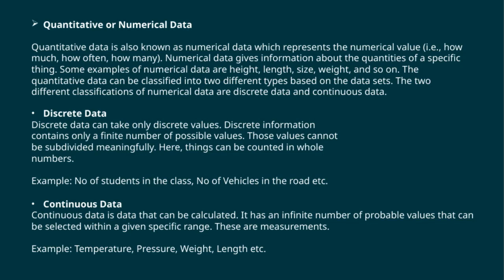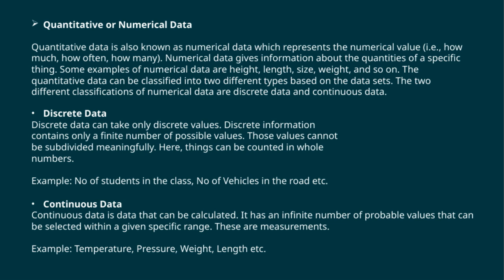Now, let's talk about continuous data. Continuous data is all about measurements that can take on any value within a specific range. Think of things like temperature, pressure, weight, or length. These values are not limited to certain set points. Instead, they can be infinitely precise depending on the measurement tools we use. This makes continuous data very useful when you're dealing with measurements that can vary smoothly and need detailed precision.